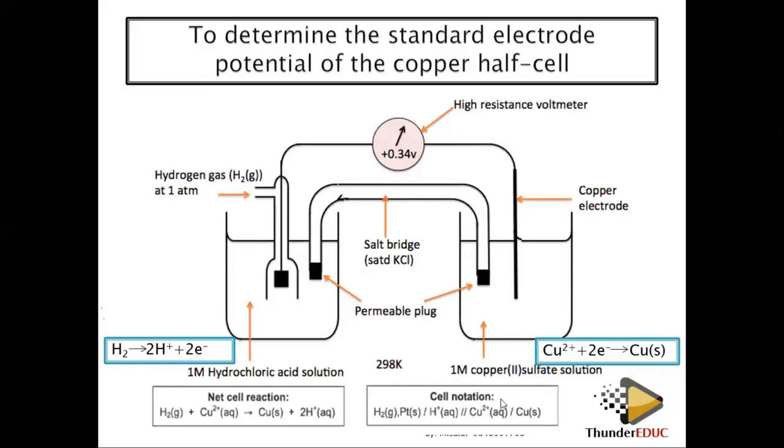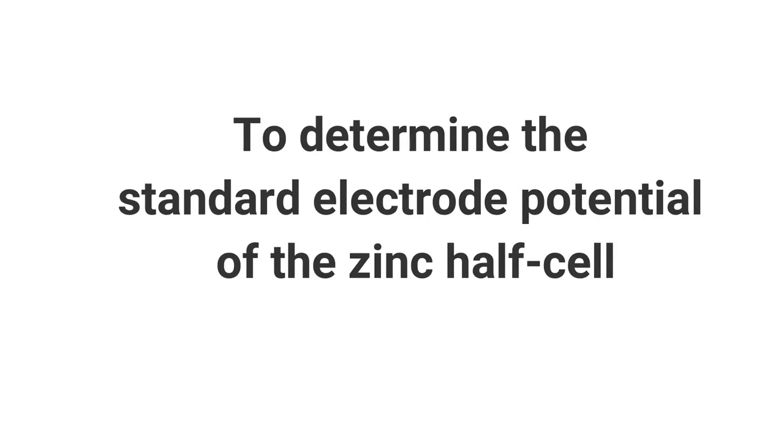In this cell notation, we don't balance the equation. You don't put the 2. You just have to write what is really happening. But in the net cell reaction, we balance. It's supposed to be balanced. That's why you have here only one hydrogen ion, and yet here you have two hydrogen ions. Let's look at another example.